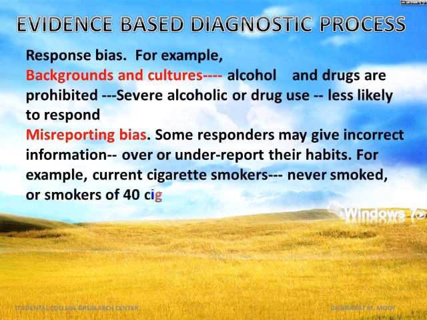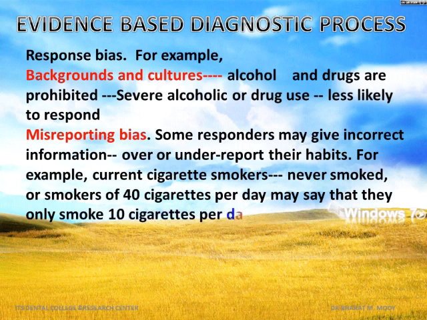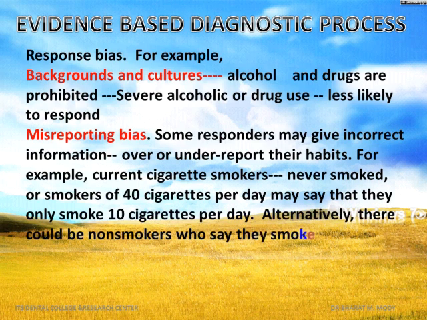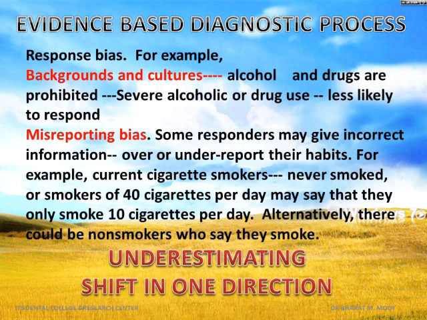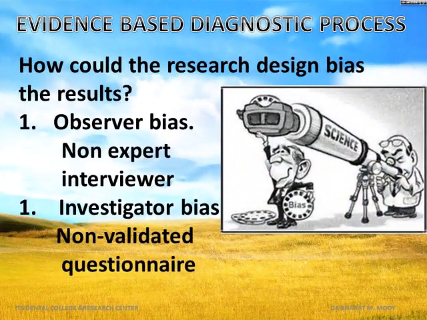Sometimes the bias can occur because of the background culture. Some cultures, for example in this case, may not be allowed to take alcohol and drugs. Sometimes there is misinterpretation of the habits because the response of your participant might be wrong. They might be lying, and because of that you will get wrong information. So underestimating and shift in one direction is always possible in such cases.